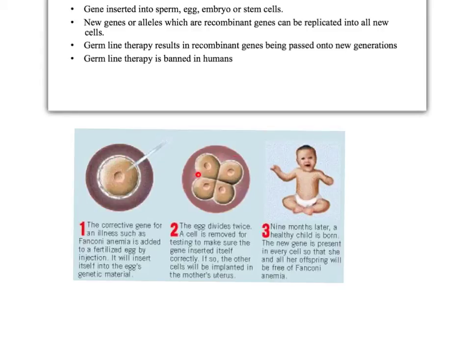These fertilized egg cells then divide by mitosis to produce an embryo, and that embryo eventually develops, nine months later, into a child. This child will not be a sufferer of the disease caused by these two recessive alleles, because all of his cells contain a dominant, healthy allele. So that's an example of germline therapy. And as I say, there's tremendous concern about germline therapy in human beings, so it is banned, particularly in most Western countries.